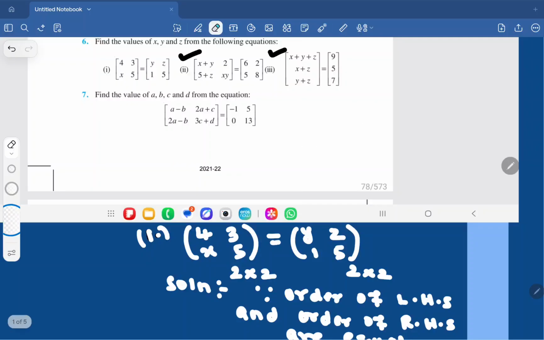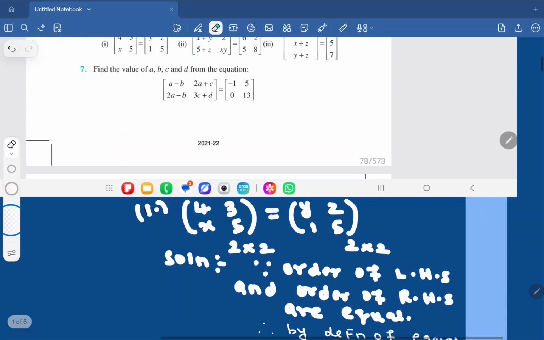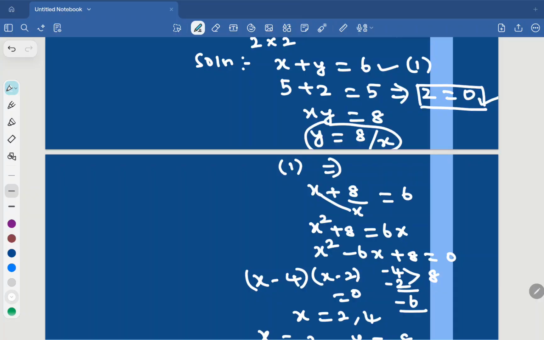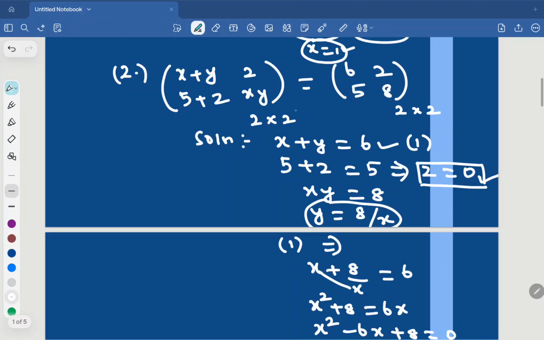What is the second? It is given as second subdivision. Both the orders are equal, 2 cross 2, 2 cross 2. By definition of equal matrix, if the matrix orders are equal, then the corresponding elements are equal. x plus y equals 6, equation 1. 5 plus z equals 5, xy equals 8. If xy equals 8, y is 8 by x. 5 plus z equals 5 means z equals 0.